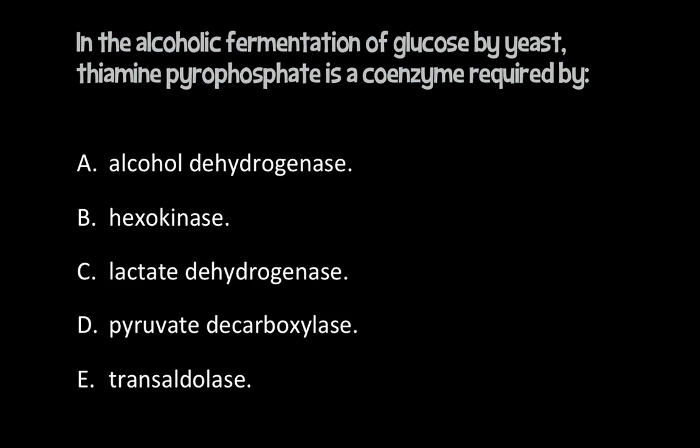Alright guys, so the last question for the road. If you have been getting all correct so far, this is the last one. In the alcoholic fermentation of glucose by yeast, thiamine pyrophosphate, which is abbreviated as TPP, is a coenzyme required by, there's one of these guys here.